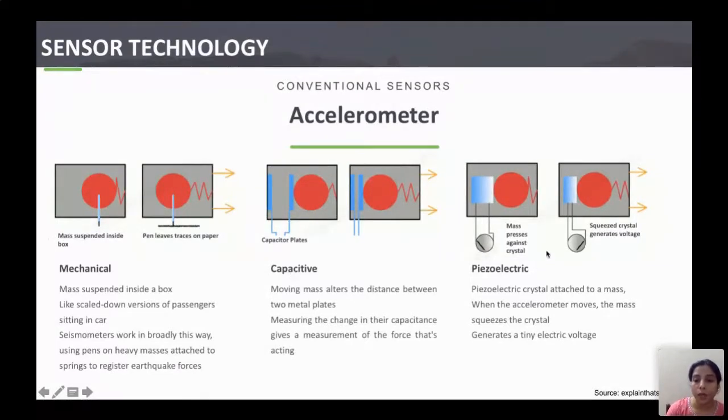In the piezoelectric accelerometer, there is a small piezoelectric crystal attached to the proof mass. When it experiences an external force, the mass squeezes the piezoelectric material, which results in a small voltage, and that voltage can be used to measure the deformation in the piezoelectric material, and thus, based upon that deformation, we can measure the acceleration.